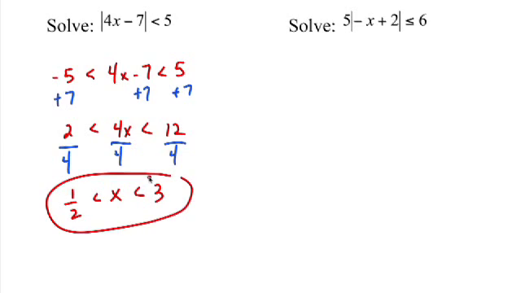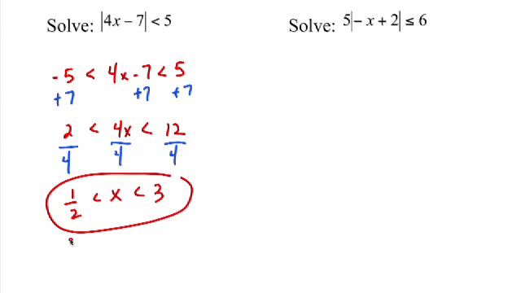Now, just to be sure you've done this right, what is an easy number between a half and 3? 1. Take the number 1 and make sure it satisfies this equation. If it doesn't, then you probably set this thing up completely wrong or you had an error somewhere in your computations. This is not a foolproof check. This is just a quick little check to make sure that you don't have something obviously wrong here.